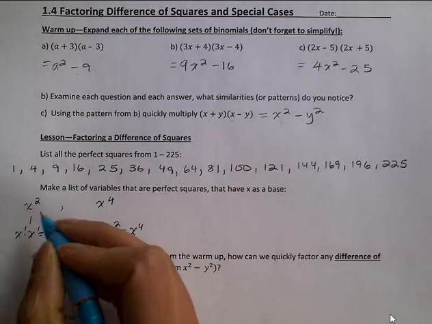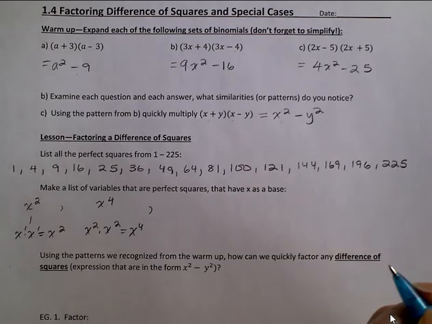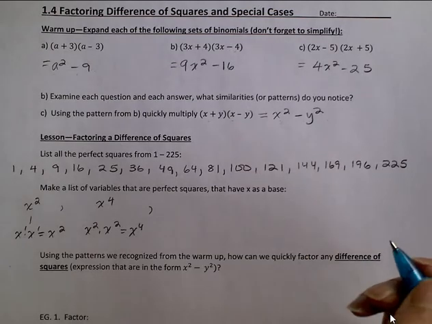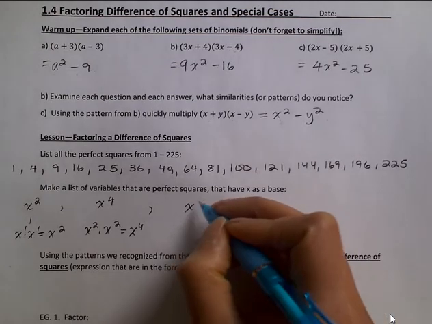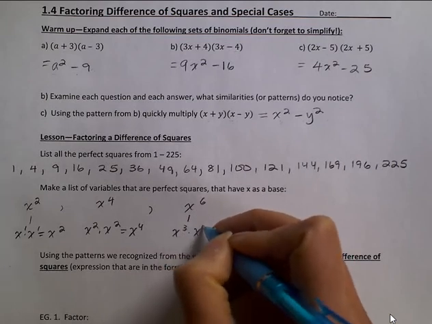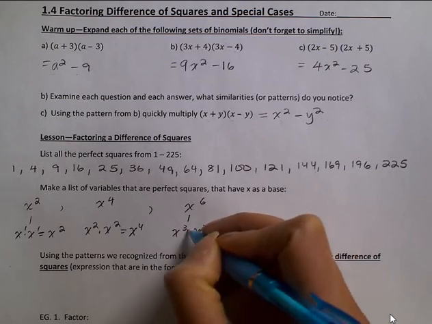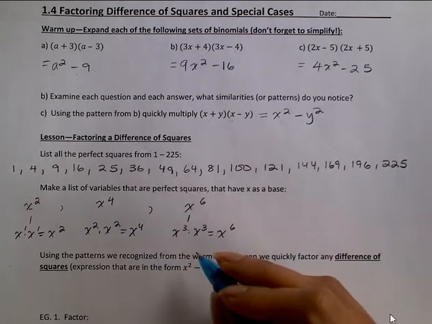And here when I add the exponents, the 1 plus 1 gives me the 2. Okay, so again, what's the next one? It would be x to the 6th, because x cubed times x cubed is equal to x to the 6th. I add the exponents when I'm multiplying powers with the same base.